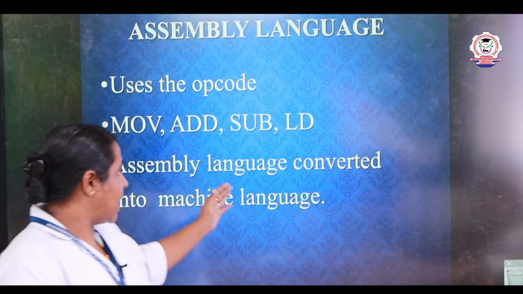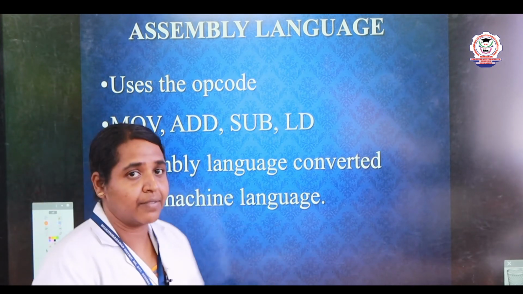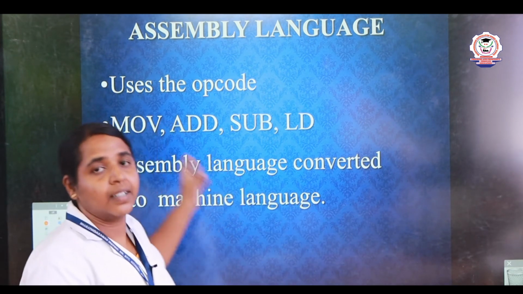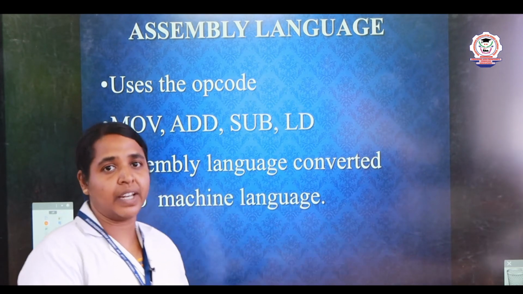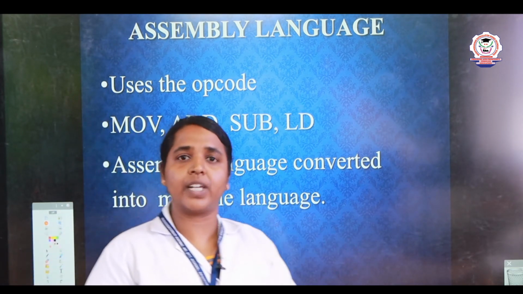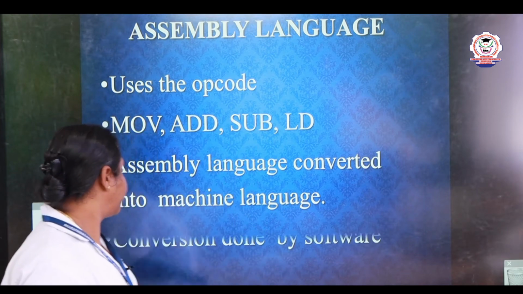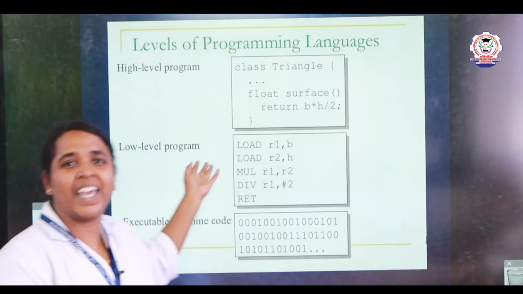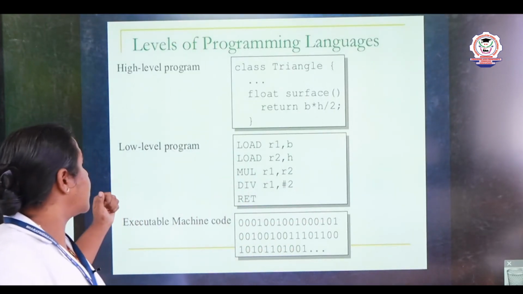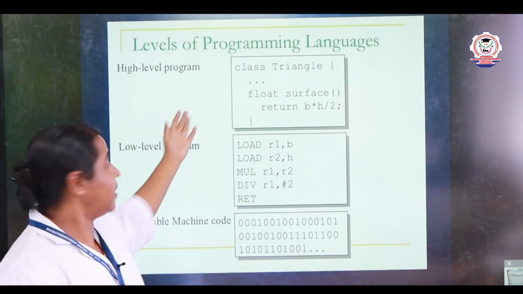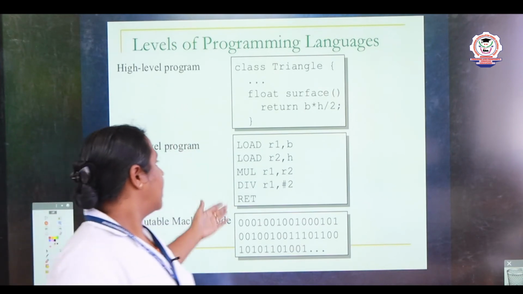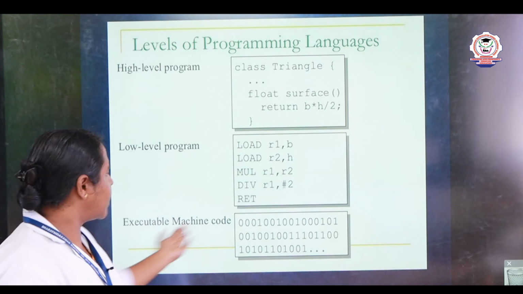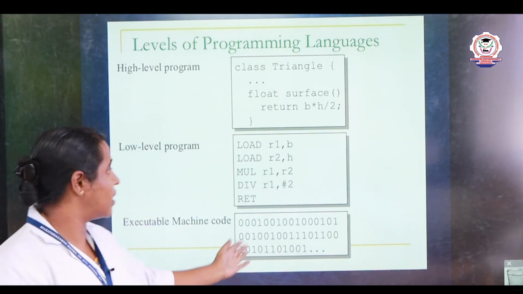Then, assembly level language is converted into machine level language. If we give instructions, that is opcodes, the opcodes are converted into machine level language, because the computer can understand only machine level language. That conversion is done by software. So, this is an example program of assembly level language. It goes from high level programming, then the low level assembly level language programming, then the execution of machine coding. You can see that machine coding is full of zeros and ones.